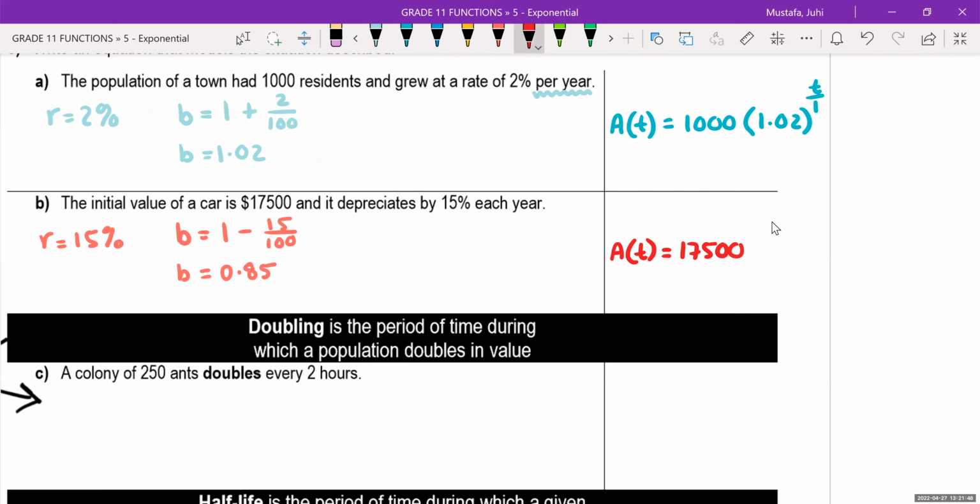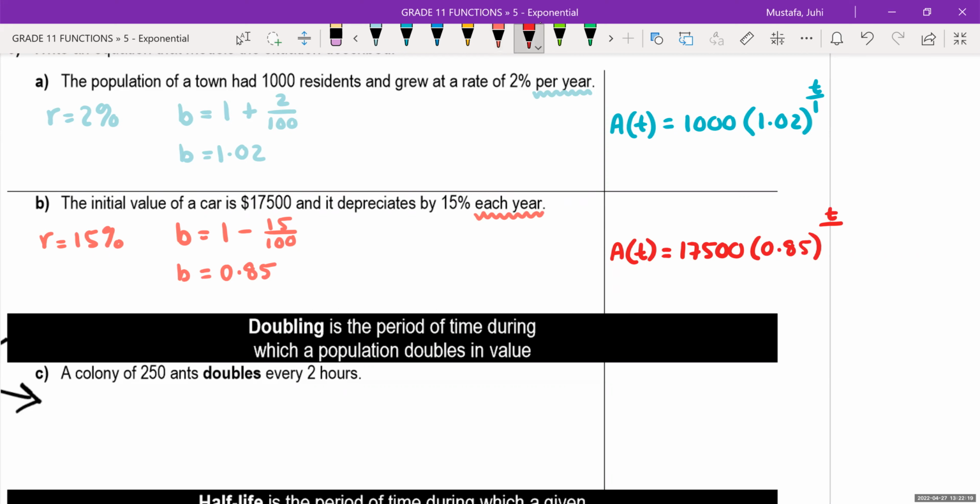Good, 17,500. The bracket will be 0.85. We don't know how much time has gone by, but we do know that they're talking about a period of each year. By the way, if you wrote 1, that's 1 year. But if you wanted to do it in months, that's fine as well. You could have written 12, and then you would know that all of your calculations have to be in months. Or you could have written 365, and then all of your calculations have to be in days. So you just have to be consistent.